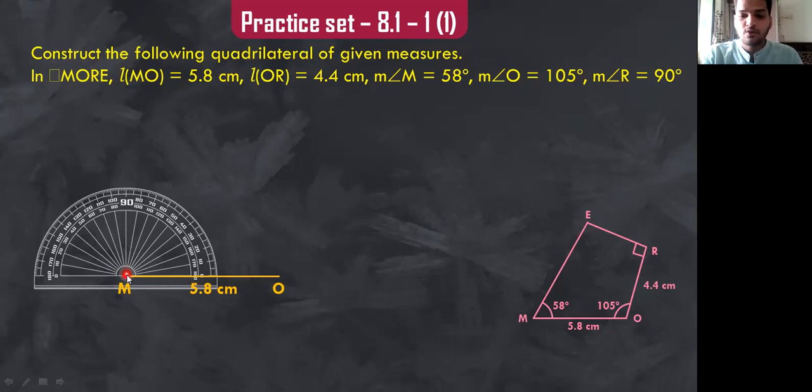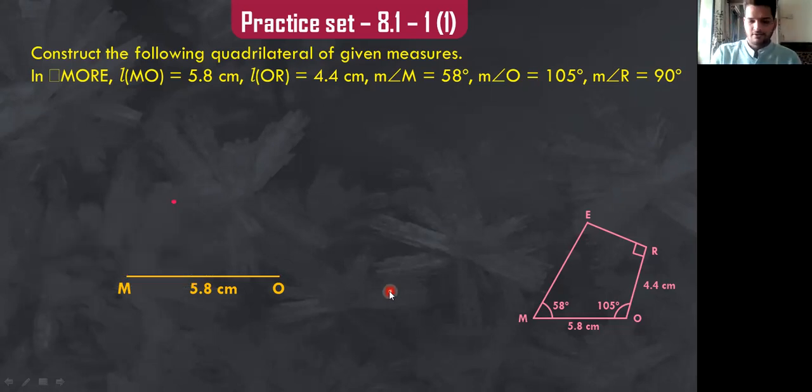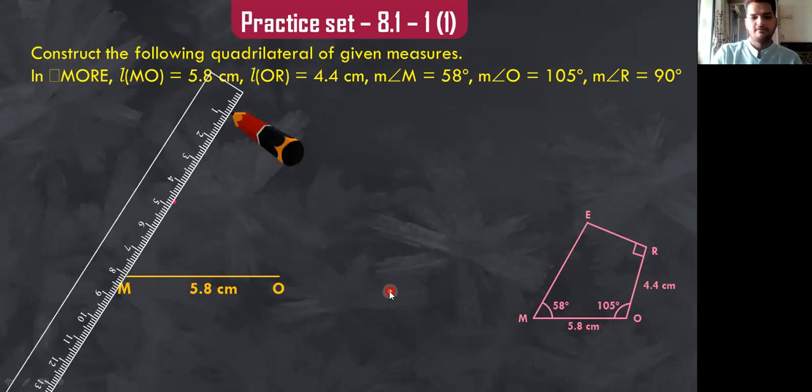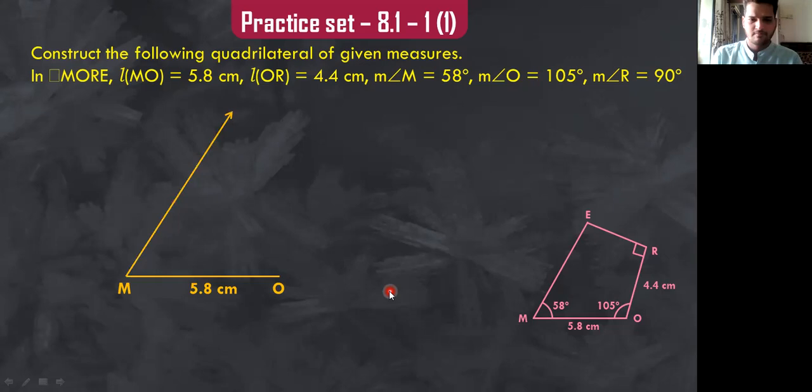Okay, what measure do we want here? 58 degrees. So we'll start from 0: 0, 10, 20, 30, 40, 50, and 58 degrees would be somewhere over here. So let us mark that value as 58 degrees, and with the help of a scale and a pencil, we will draw a line. Clear? So this angle is made as 58 degrees, correct?